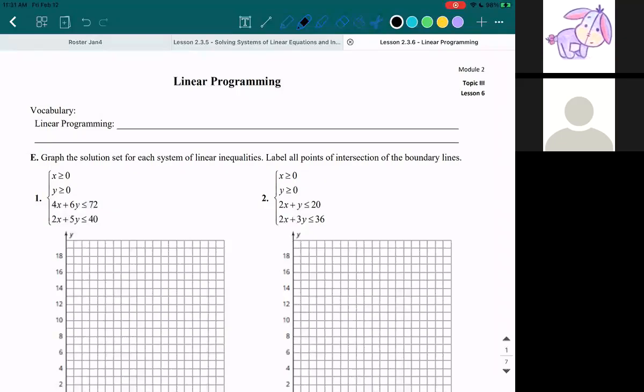All right, welcome to lesson 2.3.6, which is called linear programming. And let's start off with a definition. So linear programming, I'm going to shorten the definition of this.